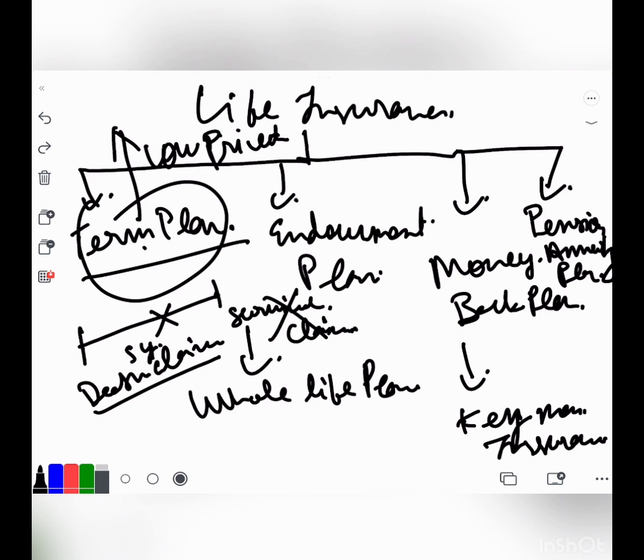Now people started saying that with this term plan, there is no benefit for survival. So they wanted something better than this. So another plan was made, that is the endowment plan. What is an endowment plan?